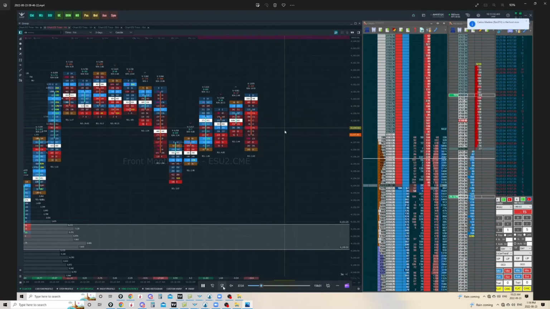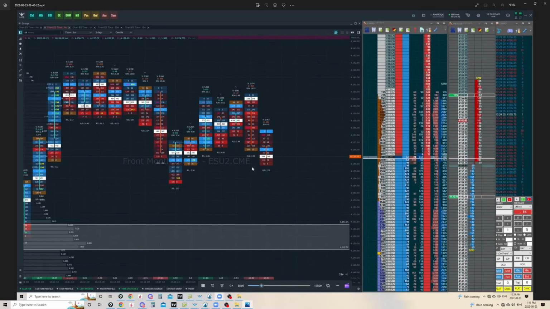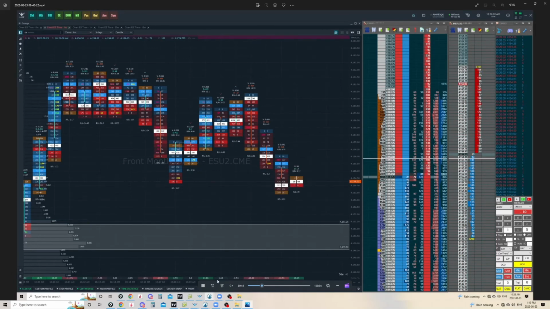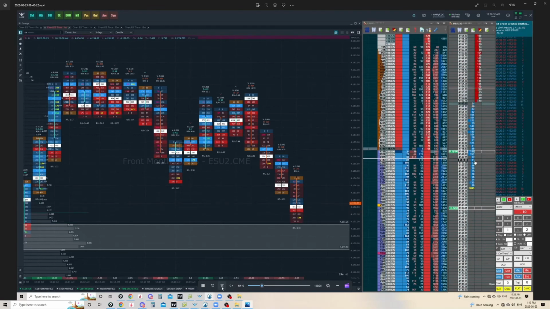Let's fast forward here a little bit. We get the rejection that we want right off that area. Beautiful. Lots of sell imbalances come in. This is fantastic. We pop down. We get into our first target. I just want to go back a second here. This is our first target, 153.25. We get in there. Beautiful. Okay. And we keep moving down.